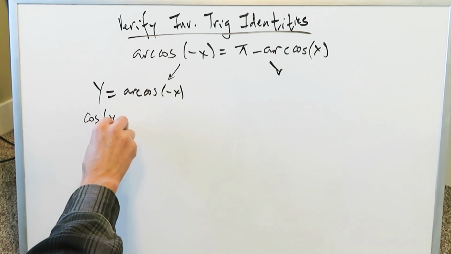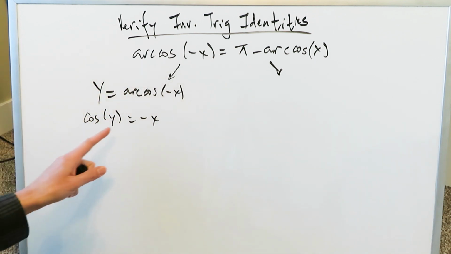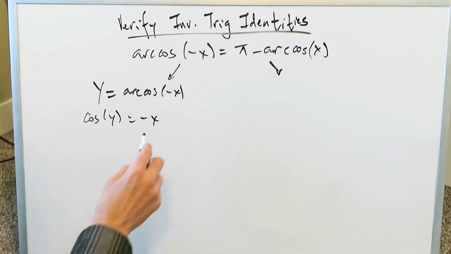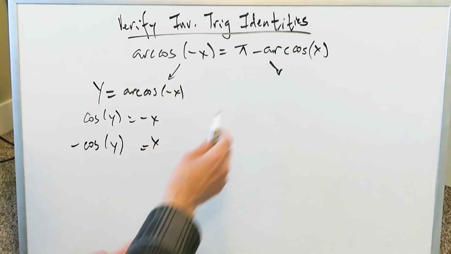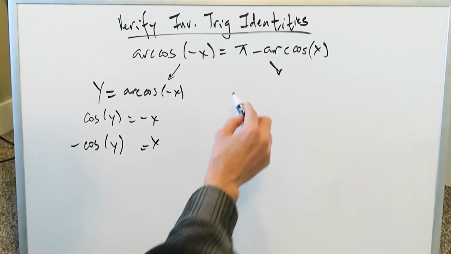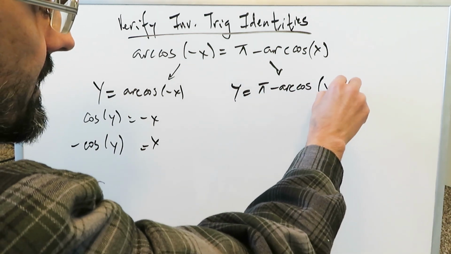You're looking at a cosine of y is equal to minus x. Remember, when you take an inverse on the other side, it becomes a regular function. Inverse cosine becomes a regular cosine. X here is equal to minus cosine of y, and that's what we should get right over here when we do this. Here we're looking at y is equal to pi minus arc cosine x.